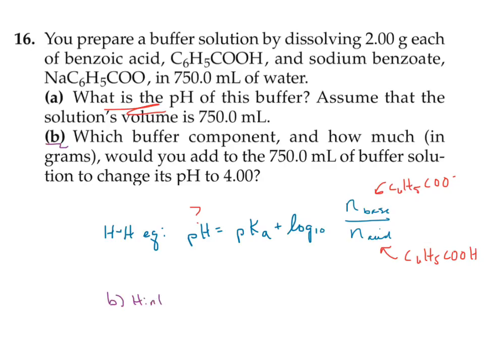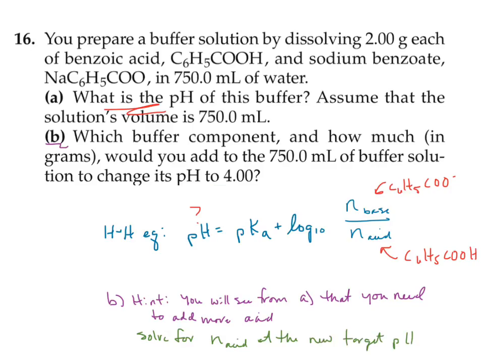And the last one, the second part here says, all right, based upon what you came up with in A, what if you want to take that solution and get it to a target pH of 4.00? And I looked in my notes to make sure which direction this would go. You'll see that to go to 4.00, you need to make it more acidic. So actually, from A, you're going to come up with a pH that's more basic than 4.00.